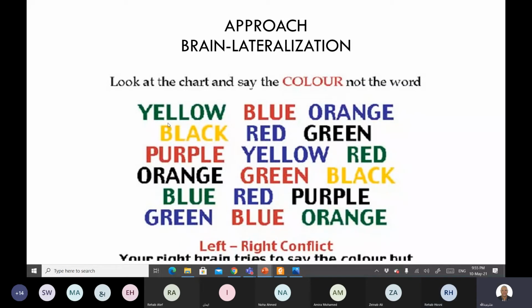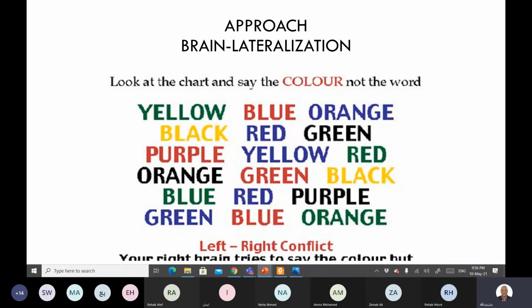I would like you to read, but not what's written. I would like you to read what is colored. So this is yellow. Okay, so the color, green, not the word. Okay, green, red, purple, yellow, blue. See the idea here. Thank you, Rehab. Okay.